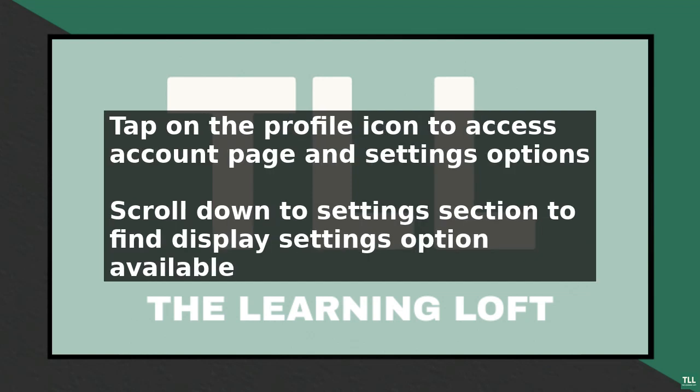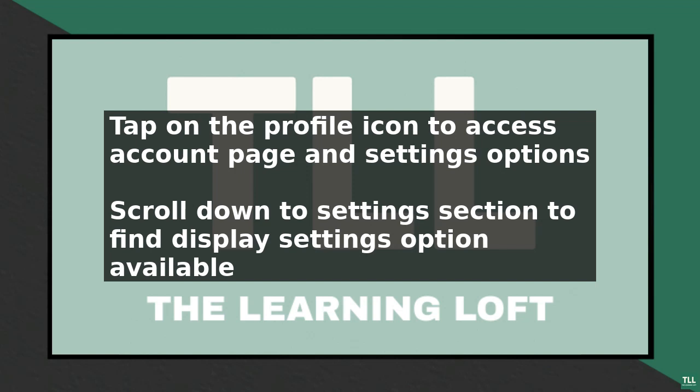Once you are logged in, tap on the profile icon located at the bottom right corner of the screen. This will take you to your account page where you can access various settings and options. Scroll down to the settings section and tap on the display settings option.